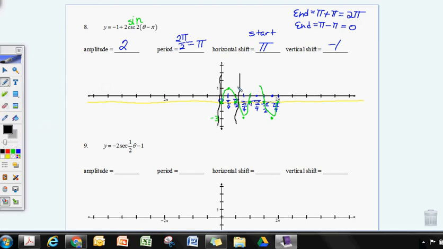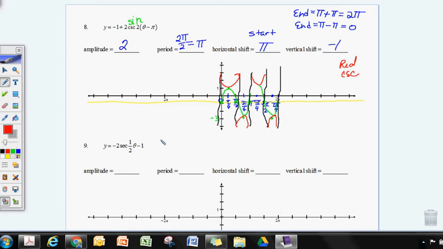My asymptotes are where they hit the yellow line. So there are lots of asymptotes here. So for my cosecant, I'm going to have my valley, my hill, my valley, my hill. And so the red is considered the cosecant.